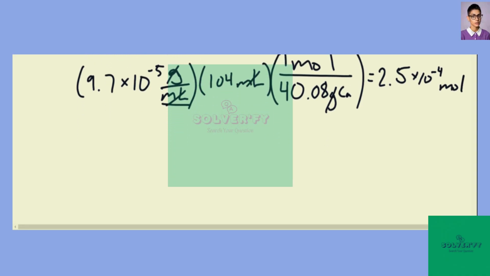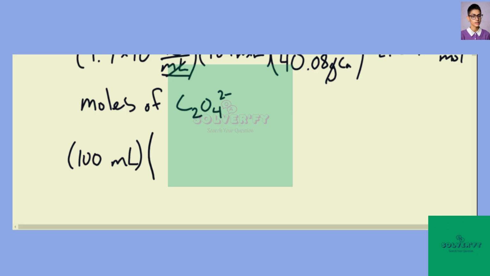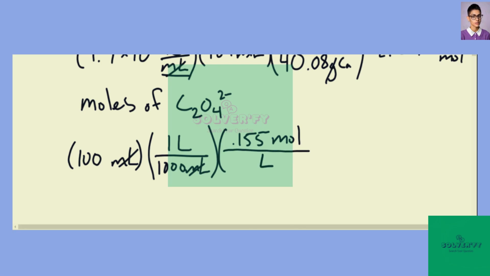Okay, now we need to find the moles of the C2O4, 2 minus. And we have 100 milliliters. This one we do need to convert to liters. So we have 1 liter over 1,000 milliliters, and that will cancel those out. Okay. And we have 0.155 moles of this per liter. So that makes the liters cancel out.